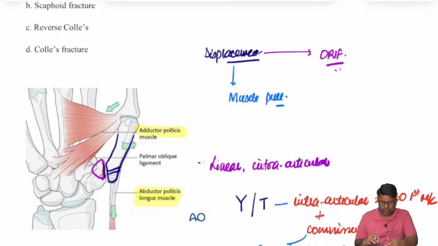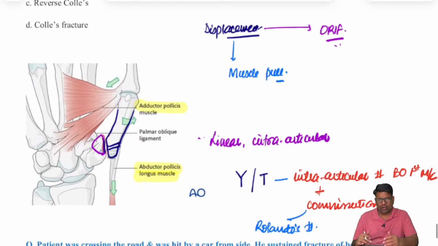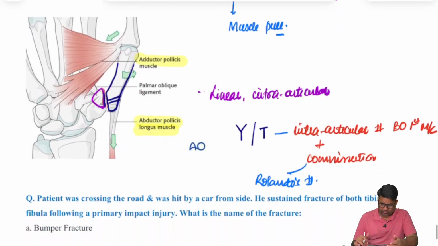Clear? Both involve the base of the first metacarpal. They just differ in their configuration: linear in Bennett's and Y or T shaped in Rolando's.